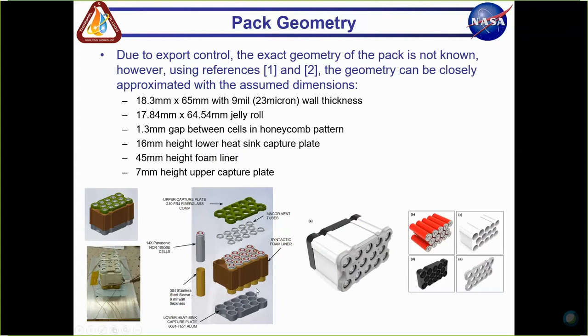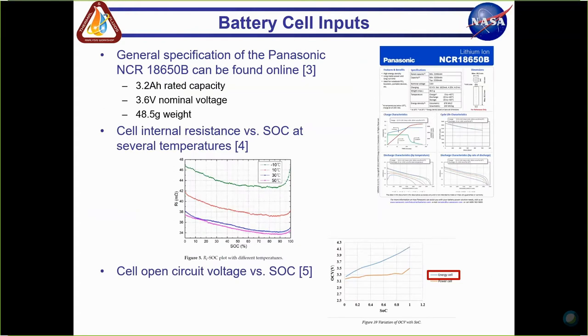We think that closely approximates this pack. And here you can see a lot of the dimensions that we're assuming here. Again, it's an 18650 cell design, and you can see the types of materials that are used inside the pack as well. And we'll talk about that in a moment.